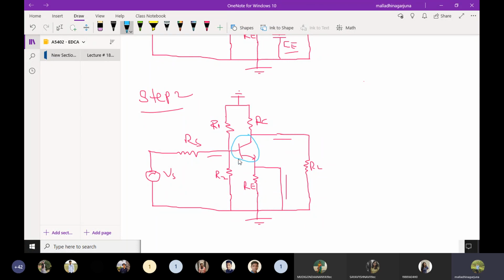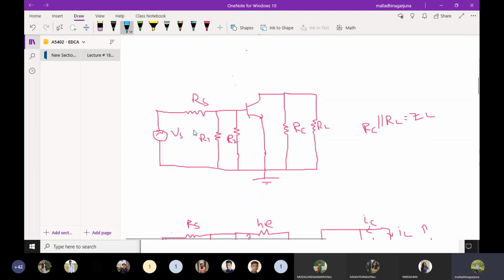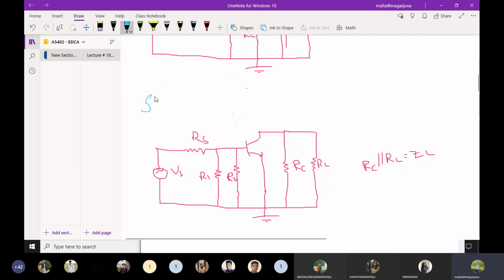Okay, so in place of all the active components, we have to replace them with their H parameter model. What is its H parameter model? What is the configuration of it? This is the CE configuration. Why? Because base is the input, collector is the output. This is the base terminal. This is the collector terminal. This is the emitter terminal, and the emitter is connected to ground. So this is the common emitter configuration here. So we have to replace this transistor with the H parameter model of CE configuration. I will tell you how we can replace it. Okay, so this is step 3.